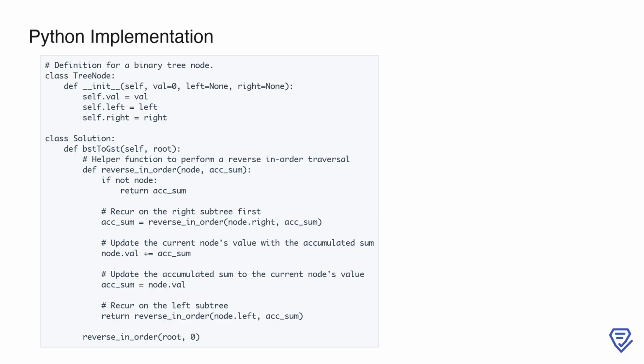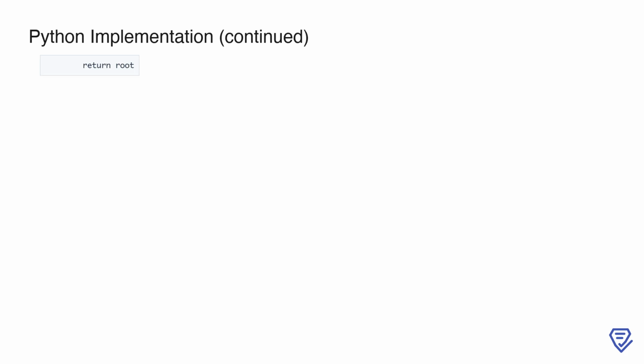Once the right subtree is processed, we update the current node's value by adding the accumulated sum to it. Then, the accumulated sum is updated to reflect the new value of the current node. Finally, the function processes the left subtree, ensuring all nodes in the tree are updated appropriately. Once the reverse in-order traversal is complete, we return the root of the modified tree.